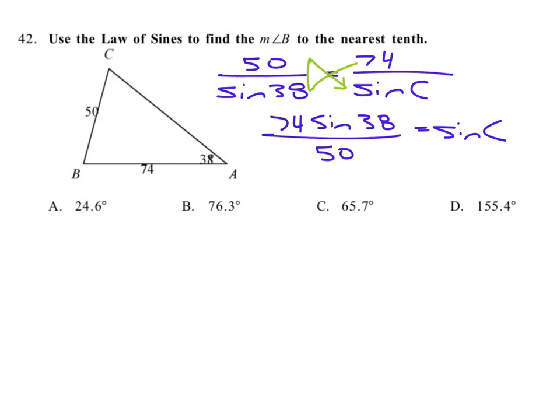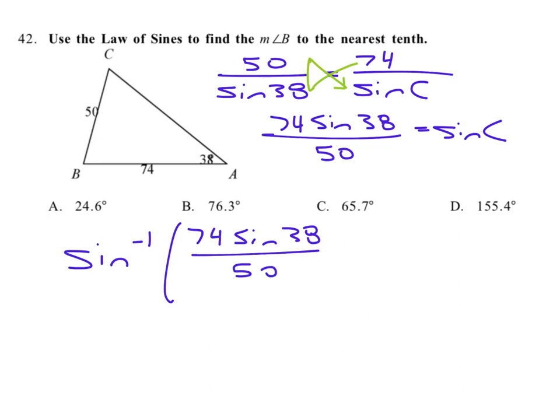It's just not how sine works. Okay, let's do inverse sine. Inverse sine finds the angle when you don't know it, if you have the ratio, and we do. 74 sine 38 over 50 is the ratio. So if we do the inverse sine of that ratio, it will get us angle C.